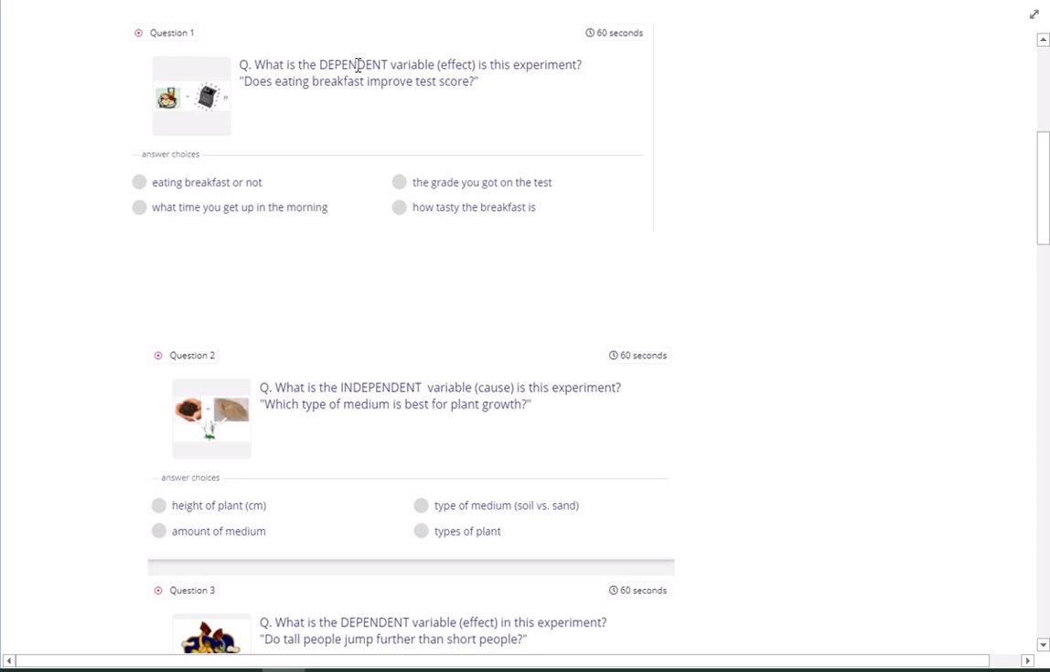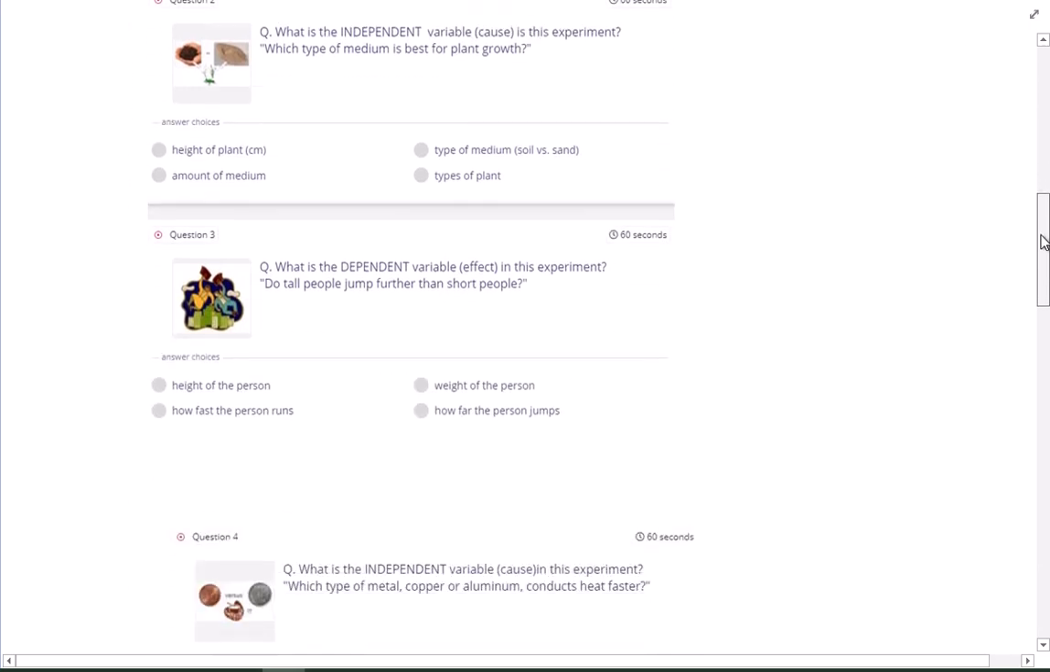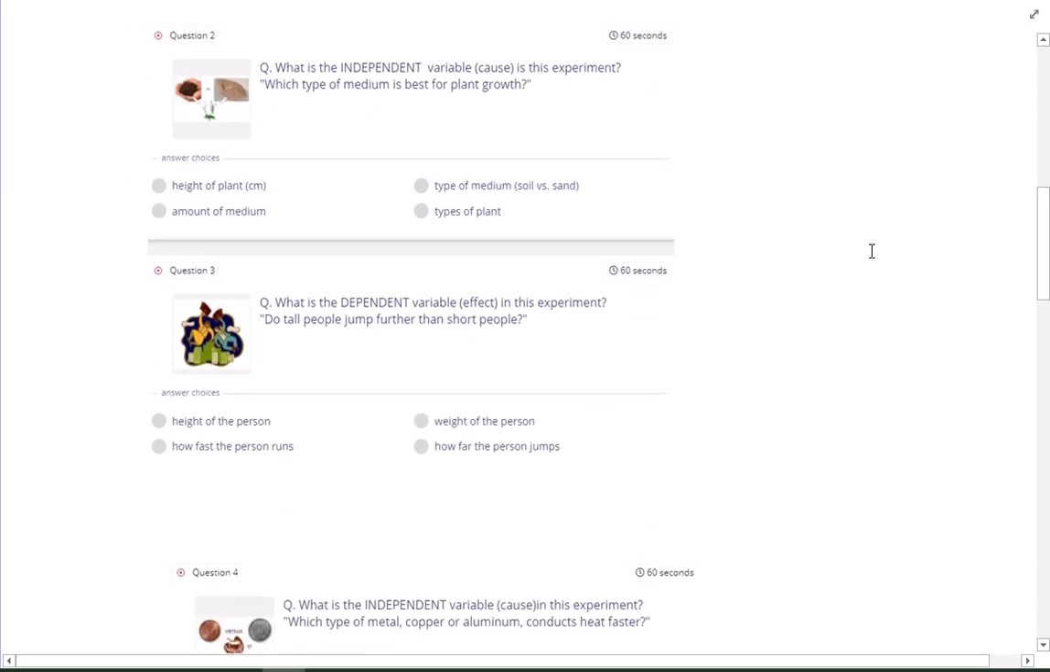What is the dependent variable, that's the effect, in this experiment? Well, the dependent is the one that you measure, and it's looking at, does eating breakfast improve the test score? The thing that you're going to measure here is the grade that you got on the test. Okay. Next one. What's the independent variable?